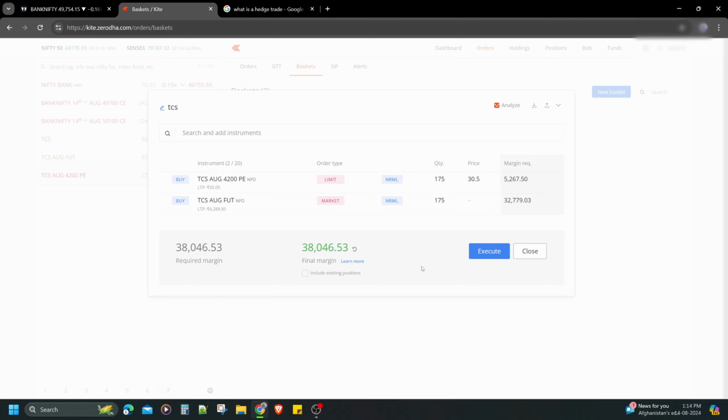So the hedge trade will help you in two ways. One is by reducing the required capital by a huge margin, like 25% or 30% is the only capital that we need to use. And it will also save us from the unlimited risk. We will check that here. I'm going to analyze this trade.